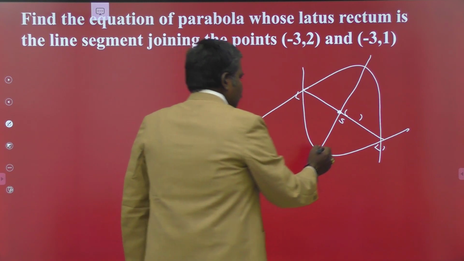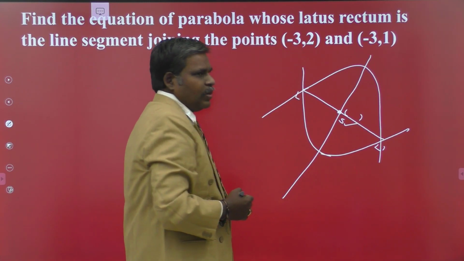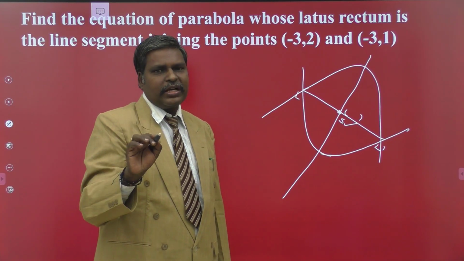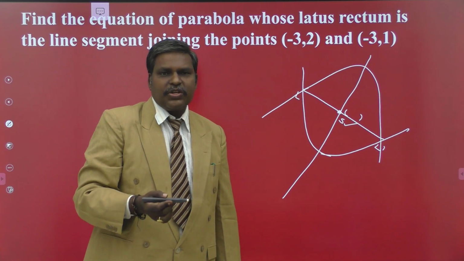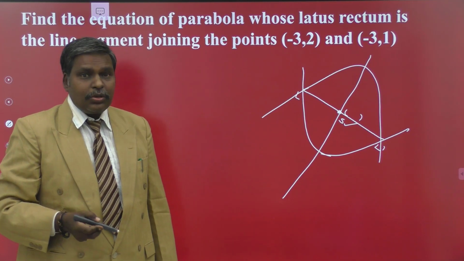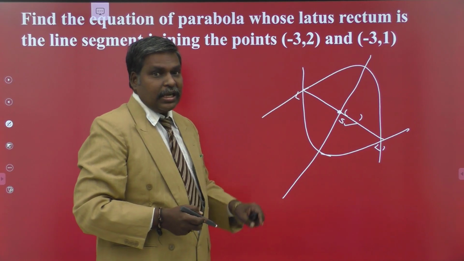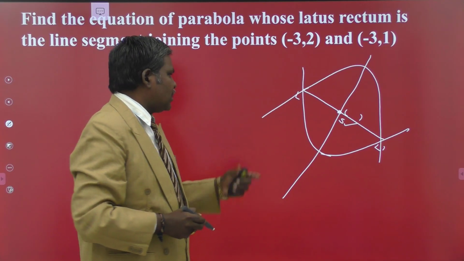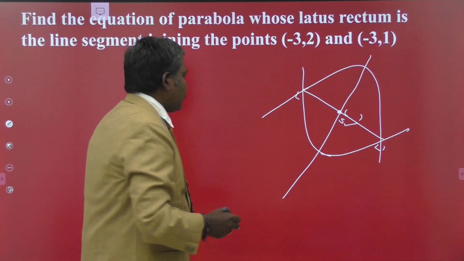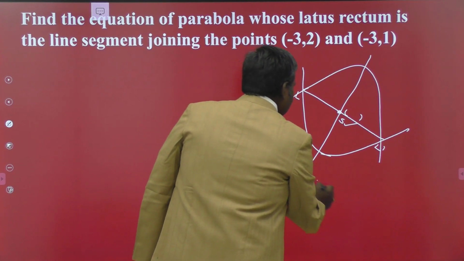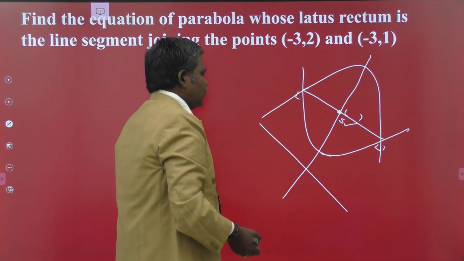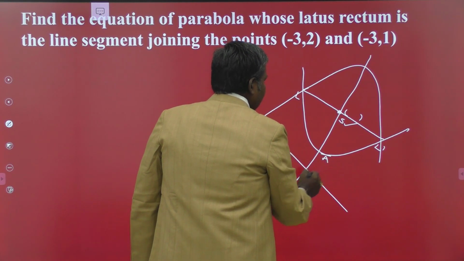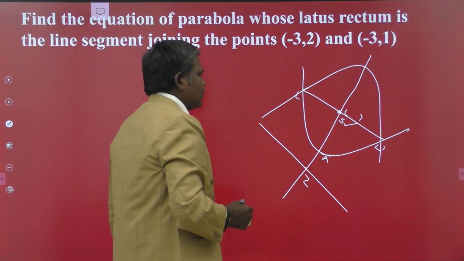You have the coordinates of the focus. What is the main thing? Once you have the focus and directrix, you can crack the equation of the parabola. You already have the focus. Can you find the equation of the directrix of this parabola or not? I think it is very easy for you. The directrix is always parallel to the latus rectum, and A is the midpoint of SZ, where Z is the foot of the directrix.